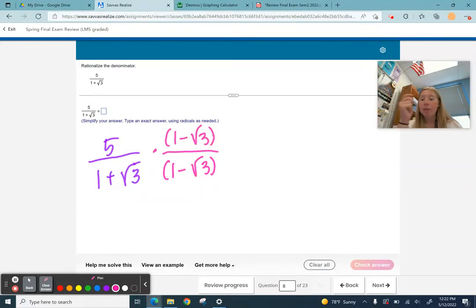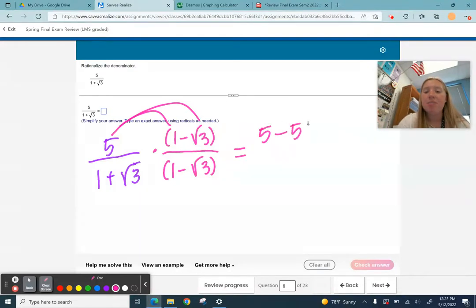And if I multiply by the conjugate of the denominator, I have to do it in the numerator as well. The numerator here, simplification isn't too bad. I just have to distribute that 5. So I'm going to have 5 minus 5 radical 3. That's going to go on the top no matter what. Well, unless it simplifies. But now I need to multiply the denominator.